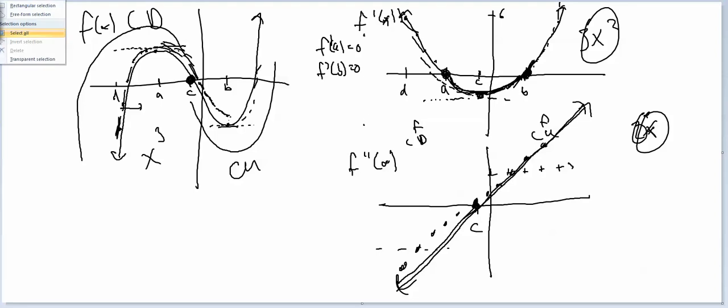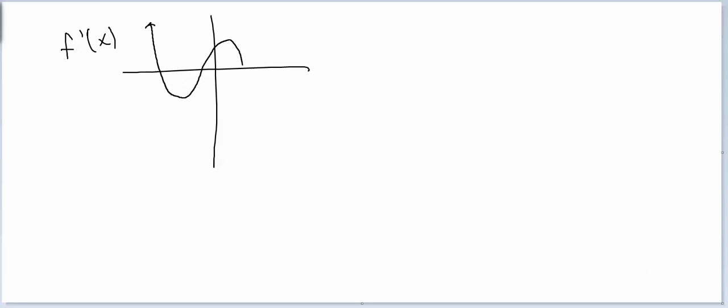If you had to do it the other way around, suppose that you were just given the derivative, and the derivative looked like, let's see, we could do another parabola, but let's just do this. So it's another cubic like so.